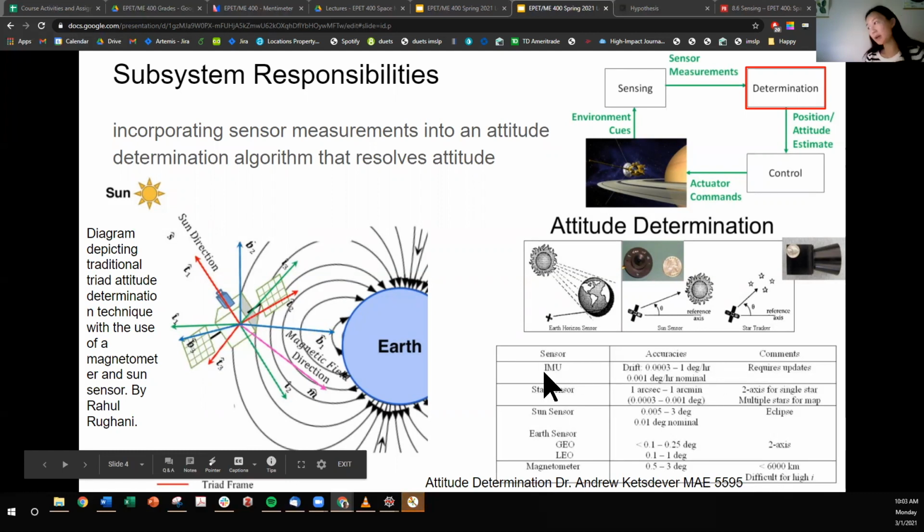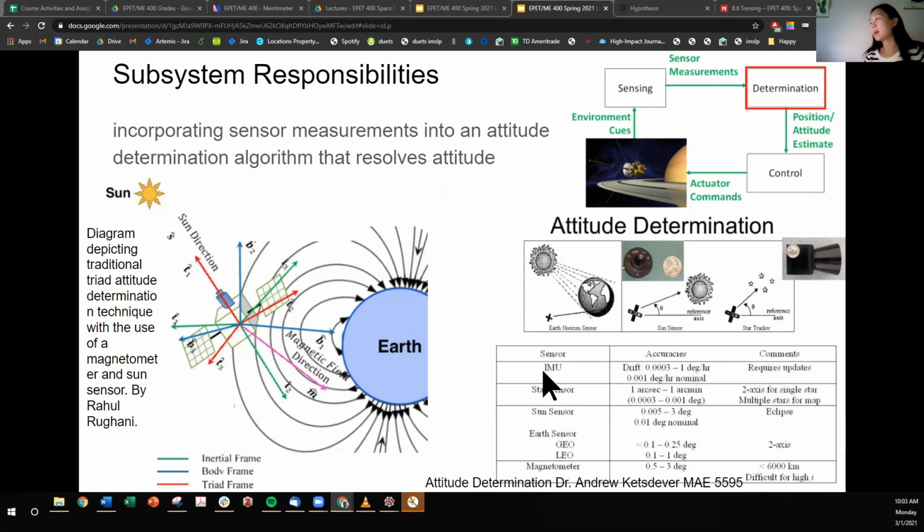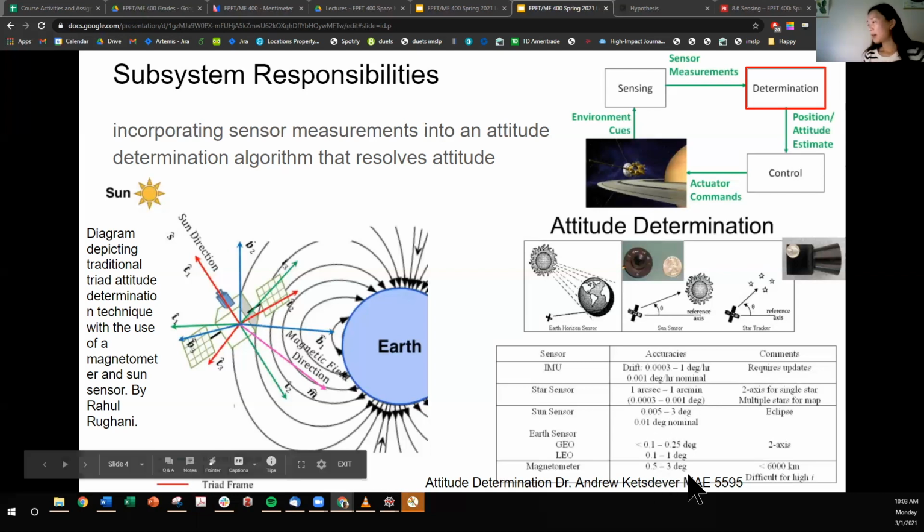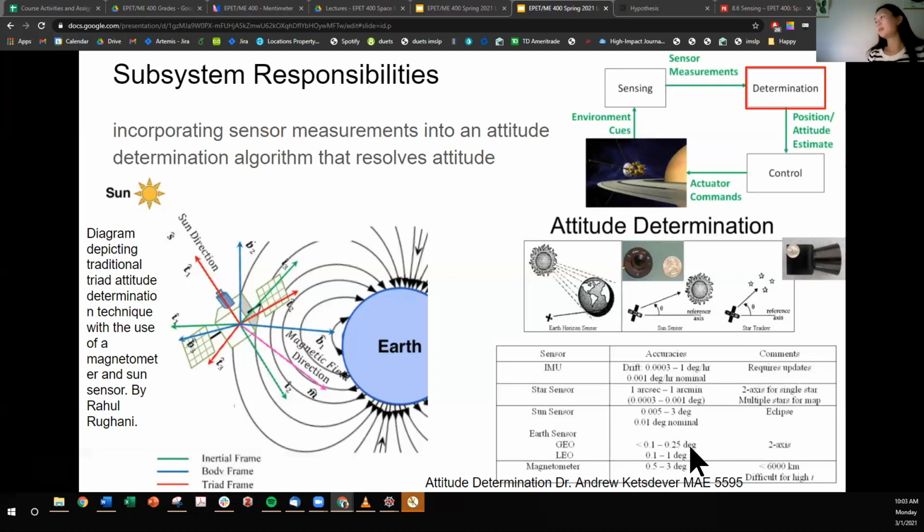A sensor I didn't talk about in the last slide is the IMU, which is inertial measurement unit. And you can incorporate gyroscopes within to measure angular rate. So here we'll talk about this collection of sensors and the pros and cons of each sensor in a later subsection and lecture.